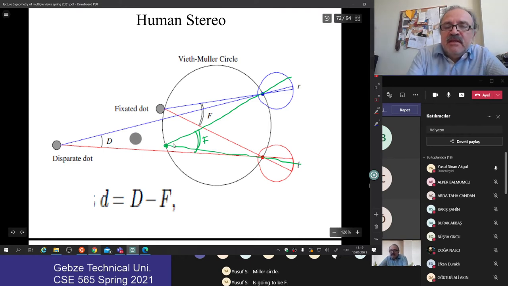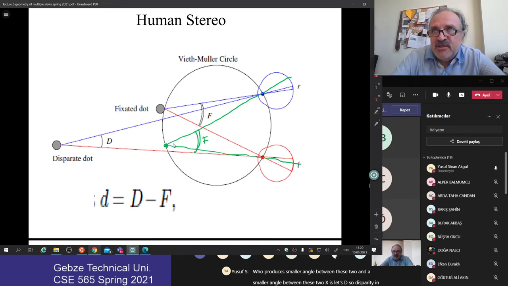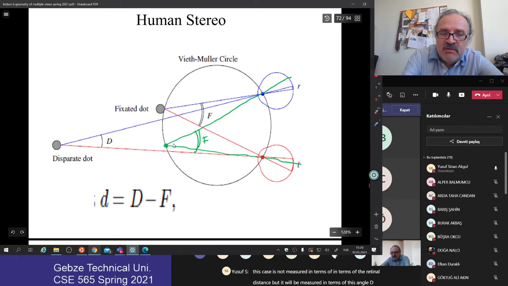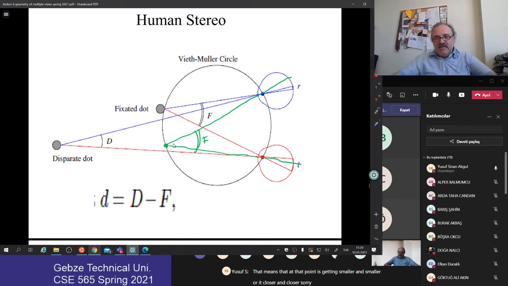While you are looking at this point or that point, any point that is outside this Muller circle will produce a smaller angle between these two axes. That's D. So disparity in this case is not measured in terms of the retinal distance, but in terms of this angle. D minus F is your disparity. If D is zero, that point is on the Muller circle. If D is negative, that point is outside the Muller circle. If D is positive, then it is inside. So if D gets larger, that point is getting closer and closer. The Z value will get smaller and smaller.